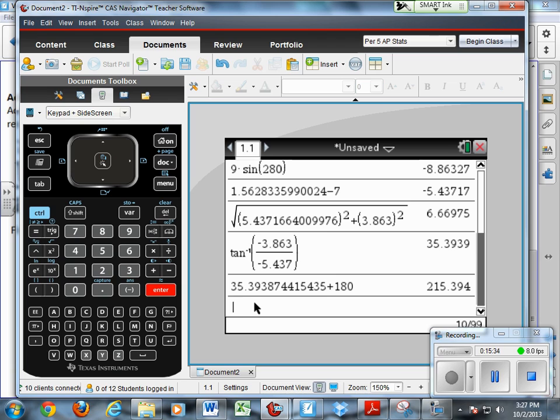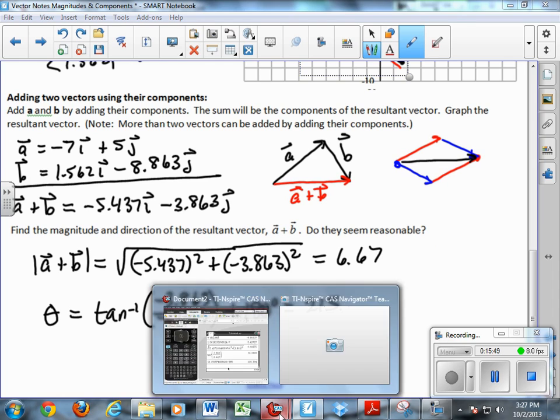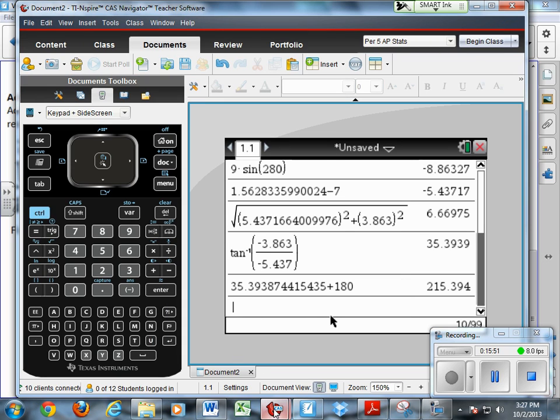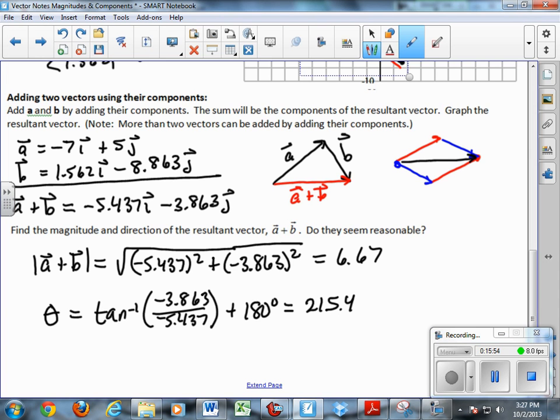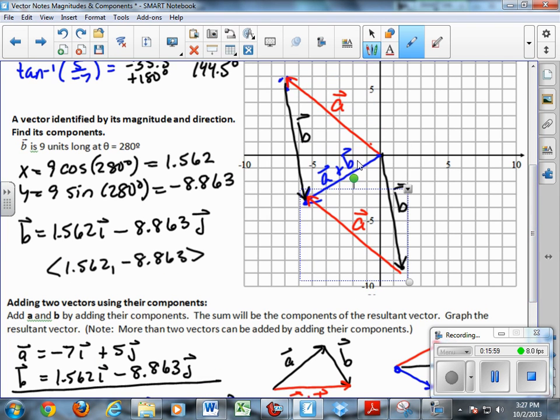So this was about 6.67, and 215.4 degrees. Let's see if that looks reasonable. Looking back up at our vector, that looks very reasonable for 215 degrees. Since this is 9 and this is 8.8, it looks reasonable that that's about 6.7. So next video, some examples.